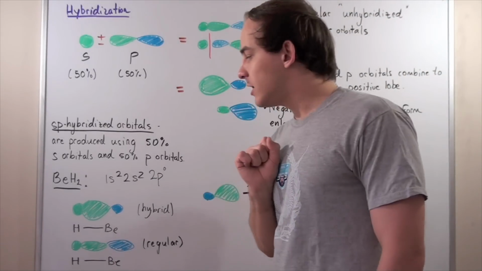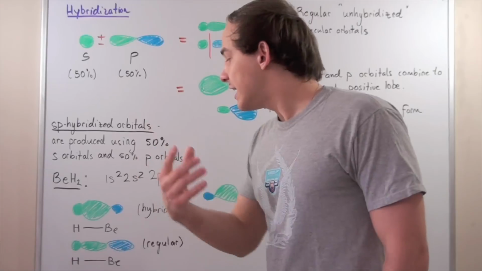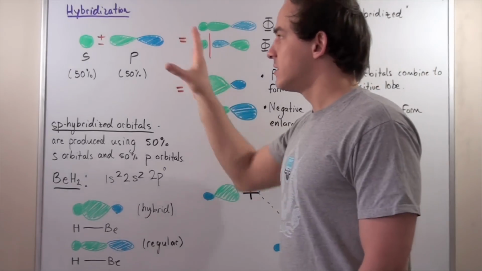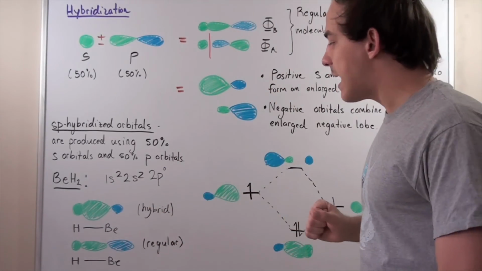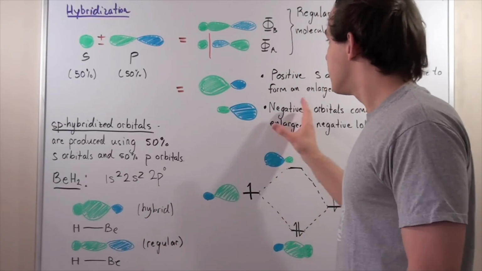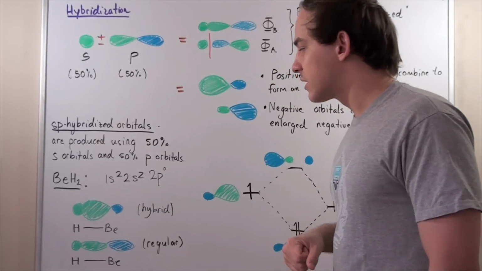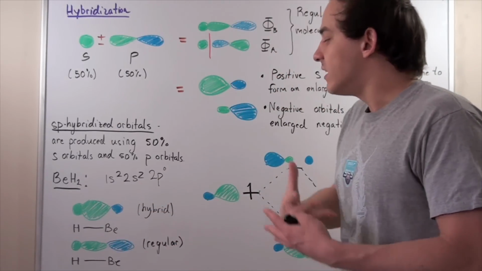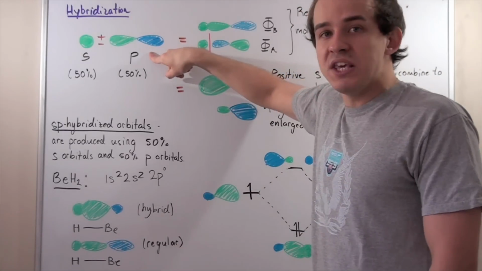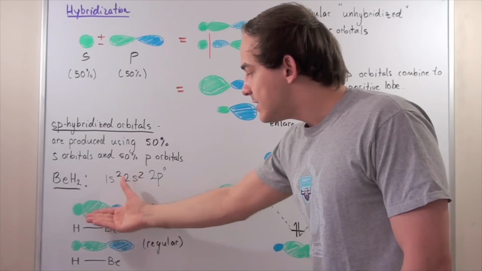So my question is the following. Will this Be donate a 2p orbital to bind with the H, or will it donate a hybridized orbital? In other words, which situation is more stable? So let's examine it this way. Let's draw out our pictures. Let's suppose that Be forms this hybridized orbital, and then this hybridized orbital interacts with the H atom to form our covalent bond. And let's also suppose that we have a beryllium atom that donates a simple 2p orbital to interact with that H atom. Let's see which one is more stable.